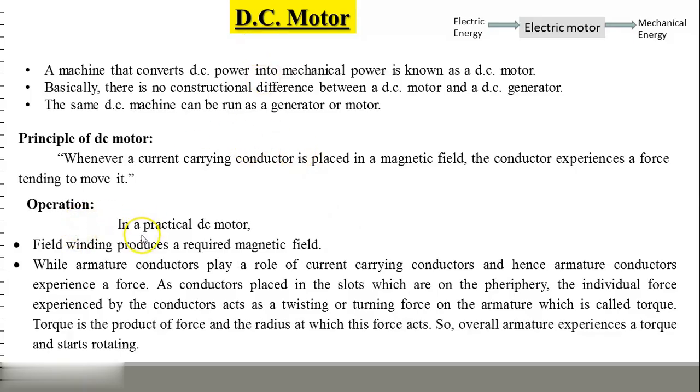The operation of DC motor. In a practical DC motor, field winding produces a required magnetic field, while armature conductors play a role of current carrying conductors, and hence armature conductors experience a force. As conductors placed in the slots which are on the periphery, the individual force experienced by the conductors acts as a twisting or turning force on the armature, which is called torque. Torque is nothing but twisting force or turning force. Basically, torque is the product of force and the radius at which this force acts. So, overall armature experiences a torque and starts rotating.